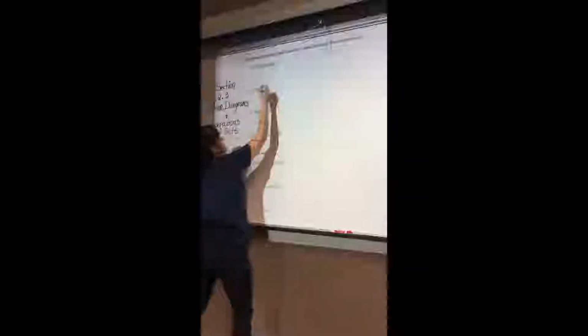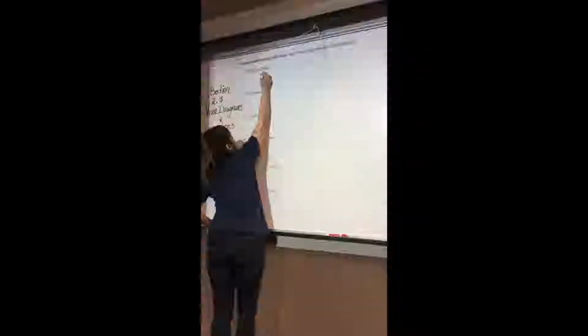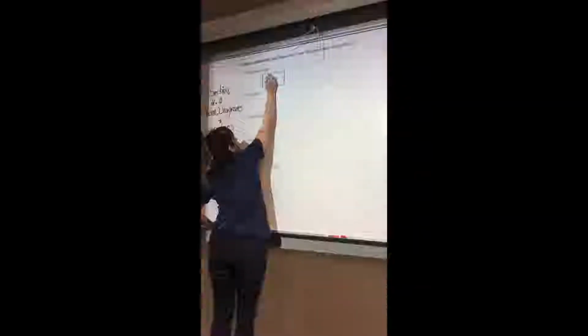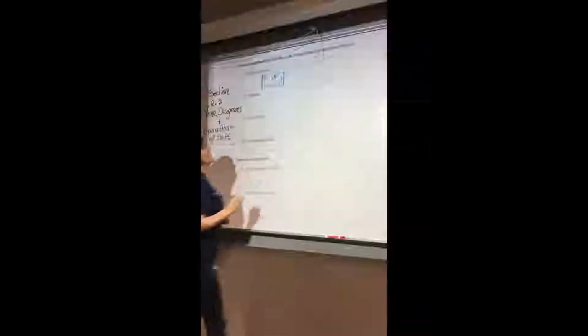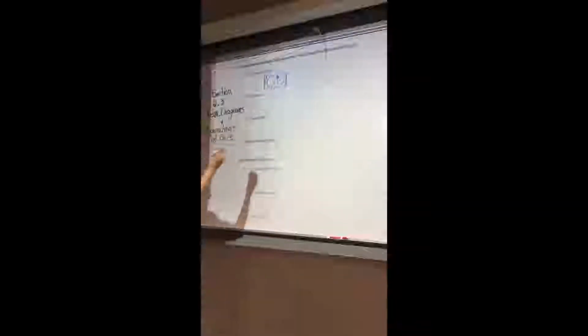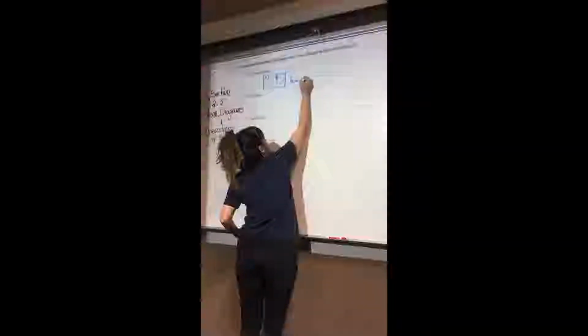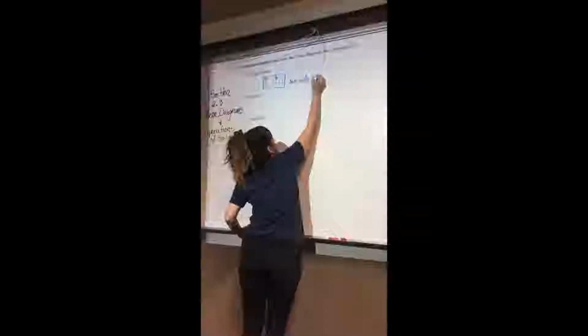Okay, disjoint sets are two sets that have no common elements. With no common elements.